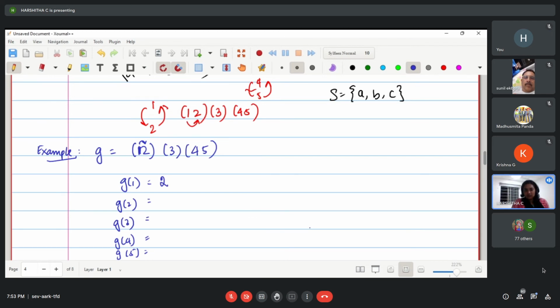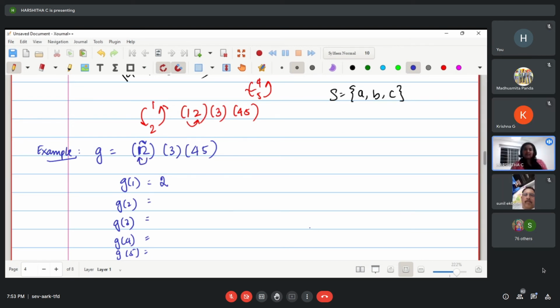Now you want to know g of 2. You look at where 2 is appearing here and it is going to 1. The last element in the cycle goes to the very first element. That's what it means. So g of 2 is 1. There is nothing else appearing in the cycle of 3, which means g of 3 is 3. For 4, the next element is 5, so g of 4 is 5. And 5 is the last element in this cycle, so it goes to the very first element, which is 4.